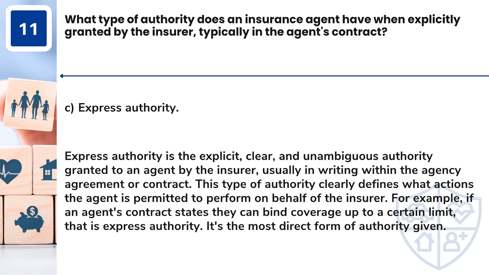Answer: C. Express authority. Express authority is the explicit, clear, and unambiguous authority granted to an agent by the insurer, usually in writing within the agency agreement or contract. This type of authority clearly defines what actions the agent is permitted to perform on behalf of the insurer. For example, if an agent's contract states they can bind coverage up to a certain limit, that is express authority. It's the most direct form of authority given.